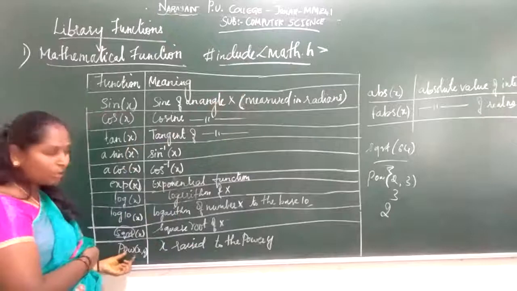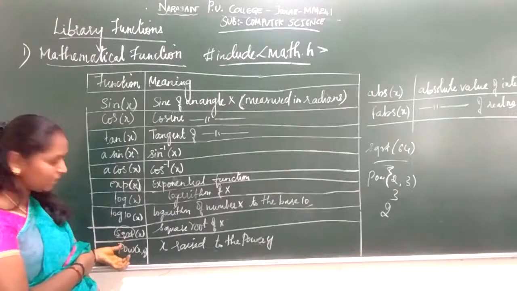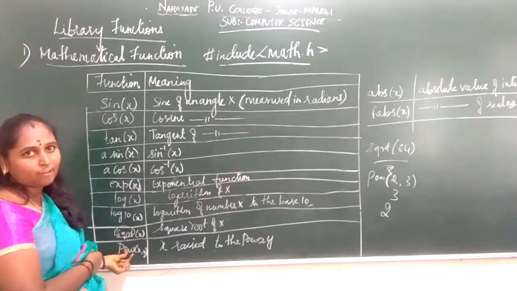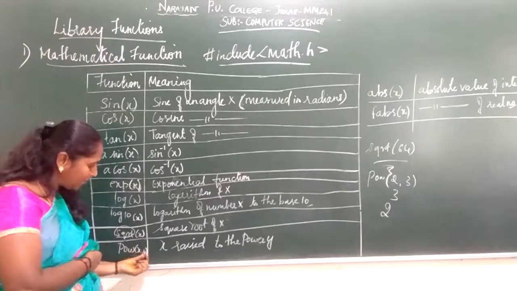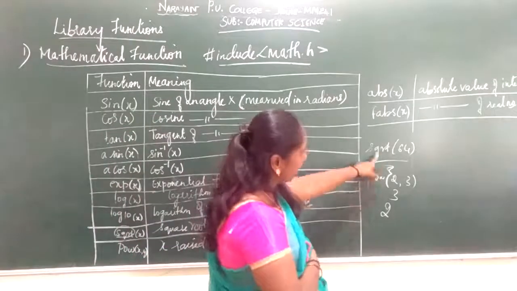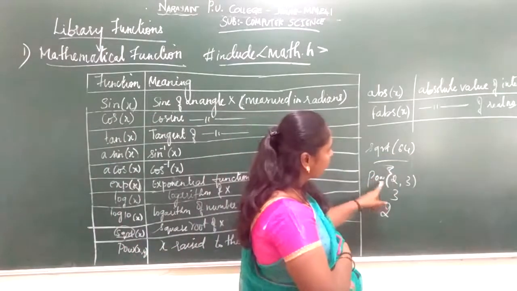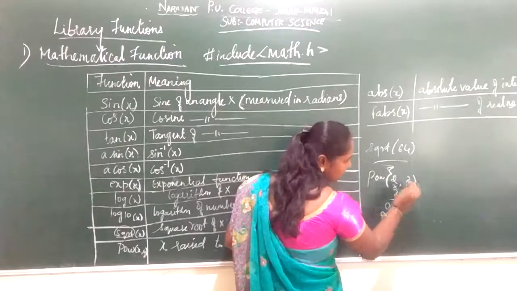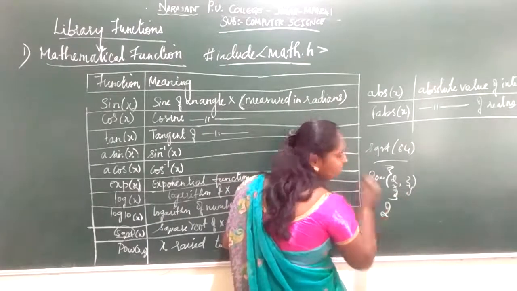Next, power of. When you come across a programming language, these two come up in your lab programs: to find the square root of a number and to find the power of numbers. That is power of x comma y, x raised to the power of y. Square root of 64 is nothing but 8. Power of 2 comma 3 means, for example, x is 2 and y is 3, so 2 raised to the power 3.